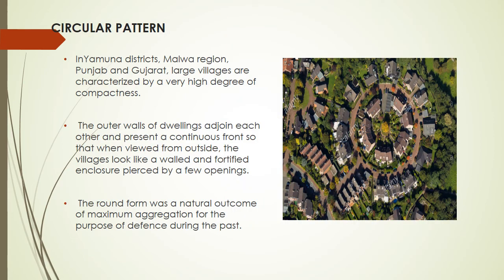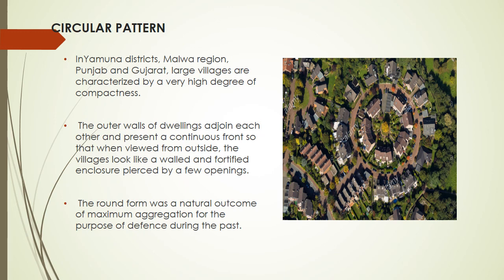In Yamuna district, Malwa region, Punjab and Gujarat, large villages are characterized by a very high degree of compactness. So it is basically seen in Punjab and Gujarat, where a large number of houses are very close to each other in a compact manner, in a circular shape. The outer walls of dwellings adjoin each other and present a continuous front, so that when viewed from outside, the village looks like a walled and fortified enclosure pierced by a few openings.